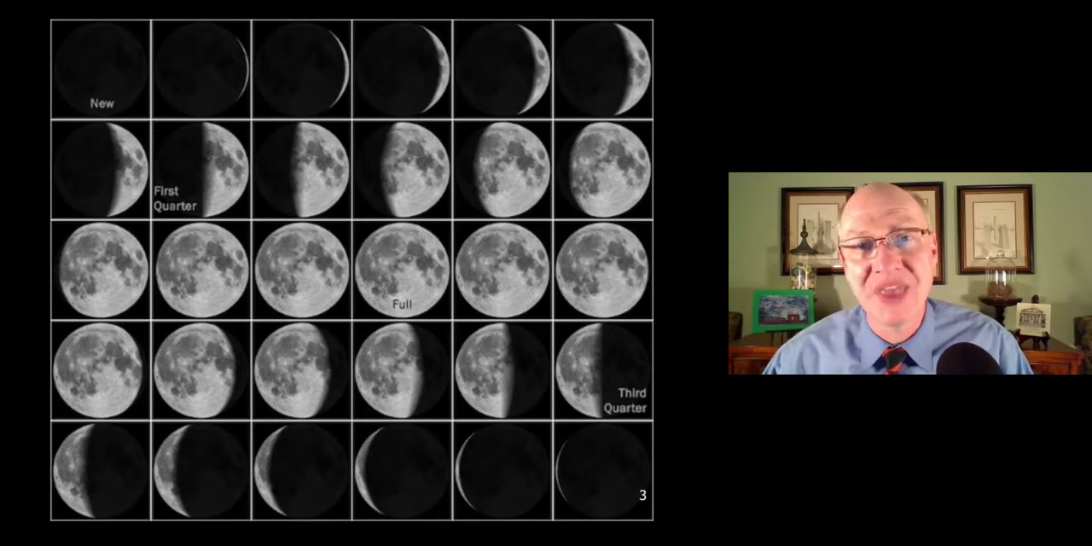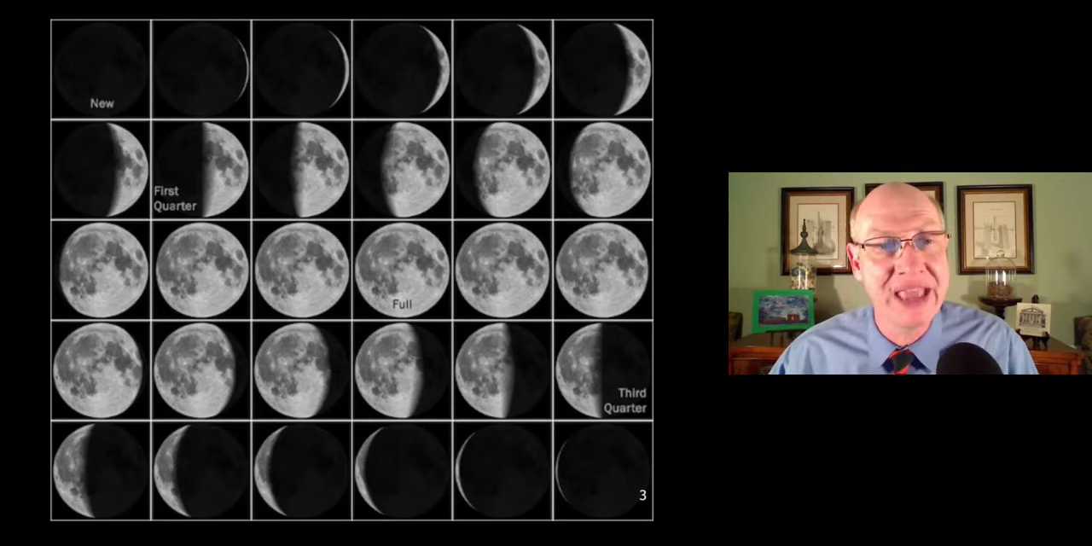So those are the phases of the moon. And let's go over them real quick again. So we have the new moon, the waxing crescent phases, the first quarter, the waxing gibbous phases, the full moon, the waning gibbous phases, the third or last quarter moon, the waning crescent phases, and then back to the new moon again.